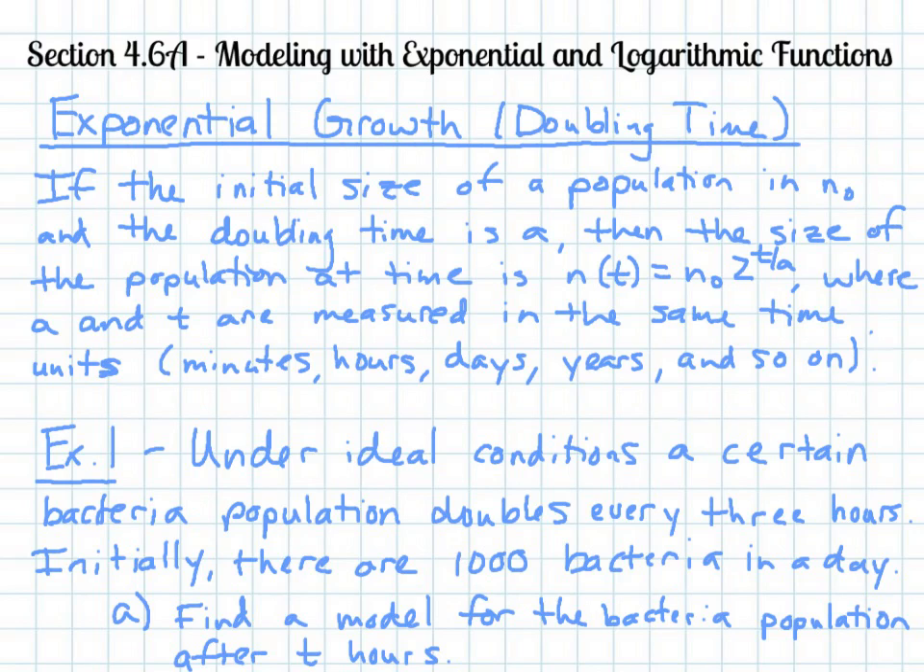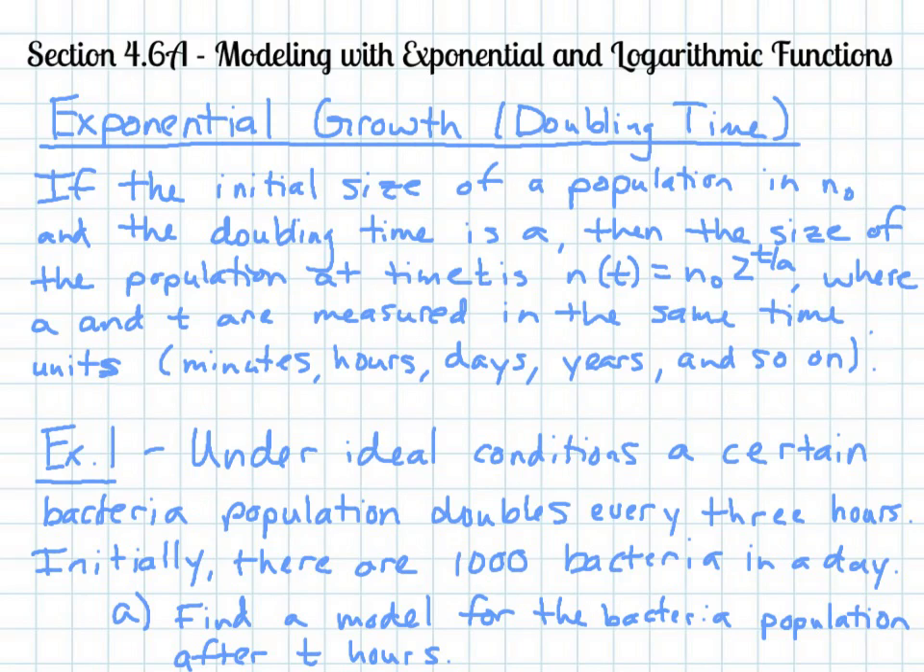So, exponential growth, specifically doubling time, would be if the initial size of a population is n sub 0 and the doubling time is a, then the size of the population at time t is n sub t, which equals n sub 0 times 2 to the t over a power. Where a and t are measured in the same time units. So minutes, so they both need to be minutes, or both hours, both days, years, whatever.